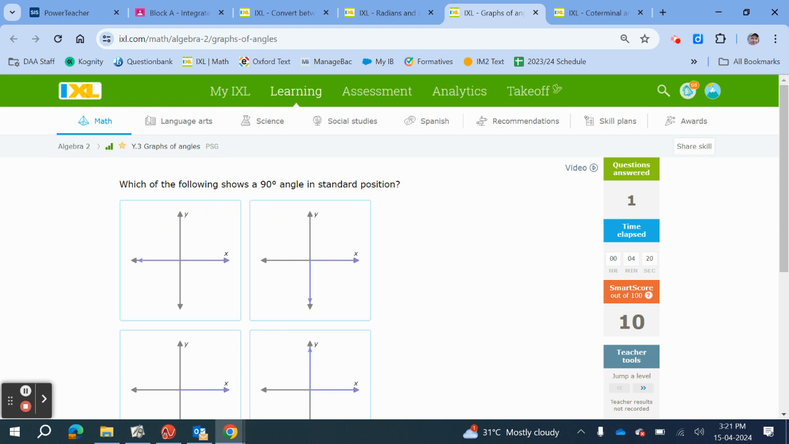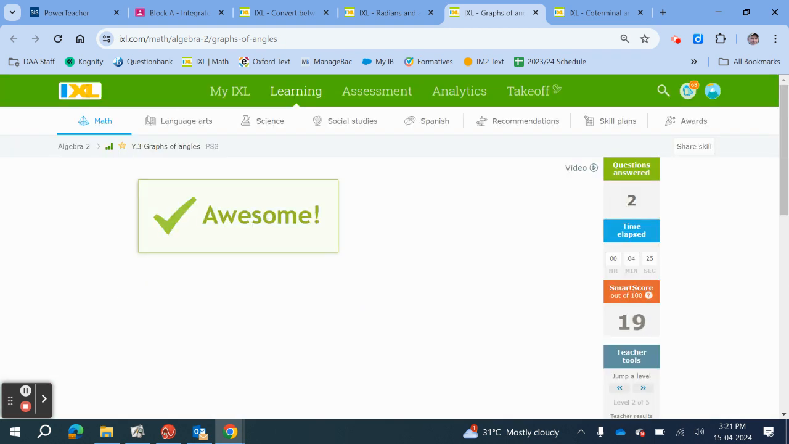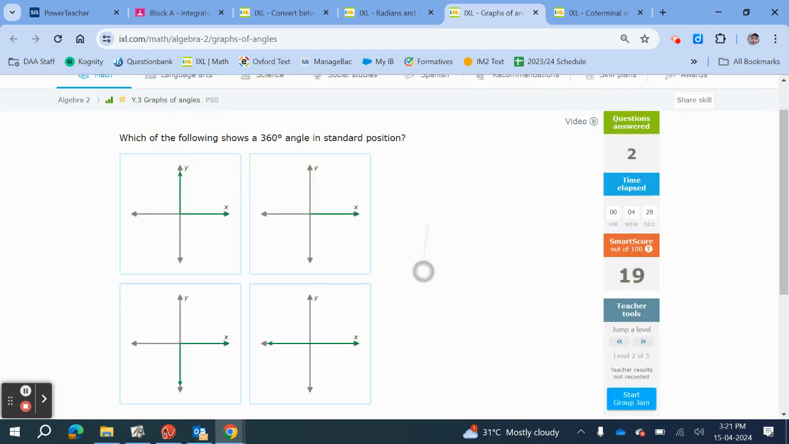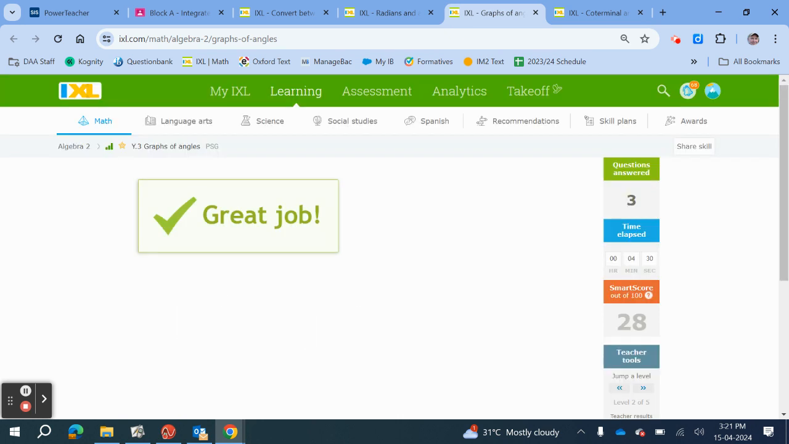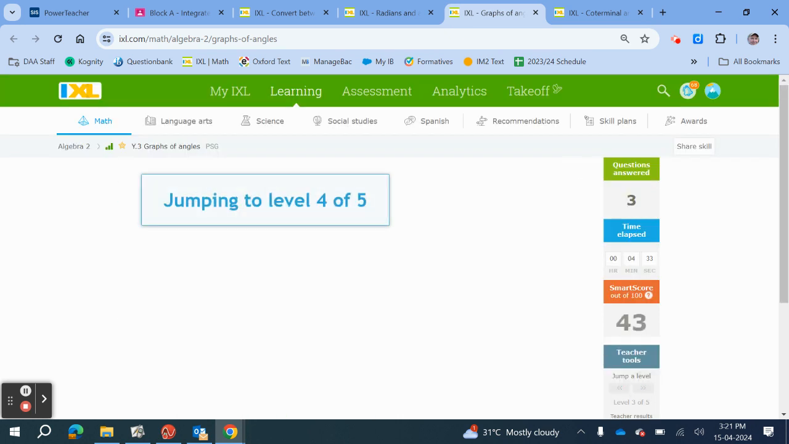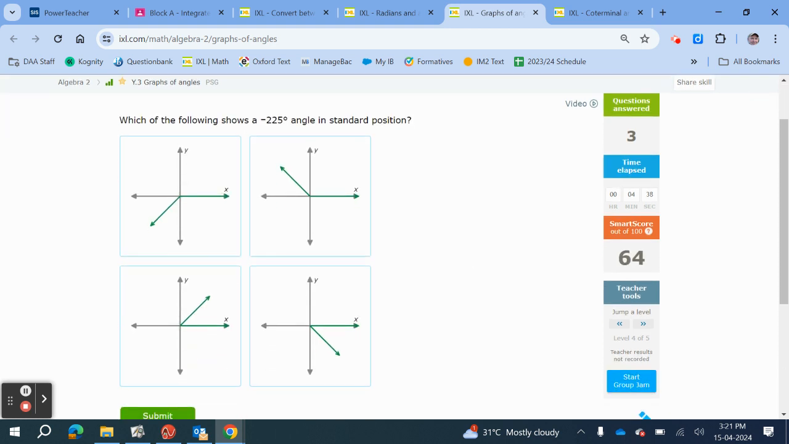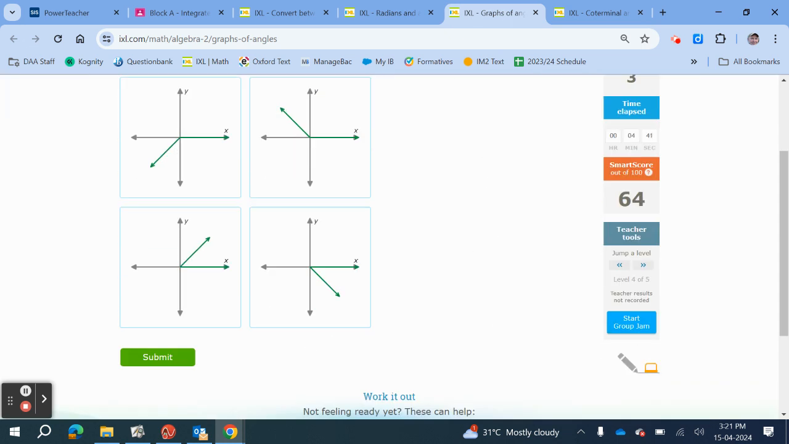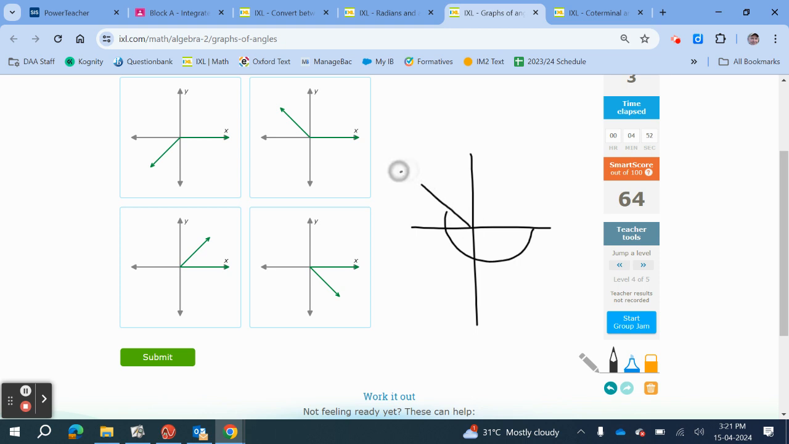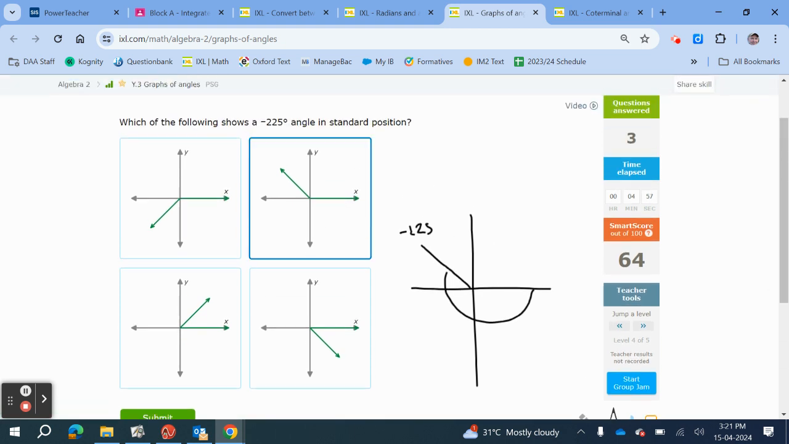Which of the following shows 90 degrees? That one's straight up, isn't it? Which one shows 360? We come around back to the start. Which of the following shows minus 225? 180 going backwards brings us to here, so 225 is about there. This is minus 225. That one seems to match.